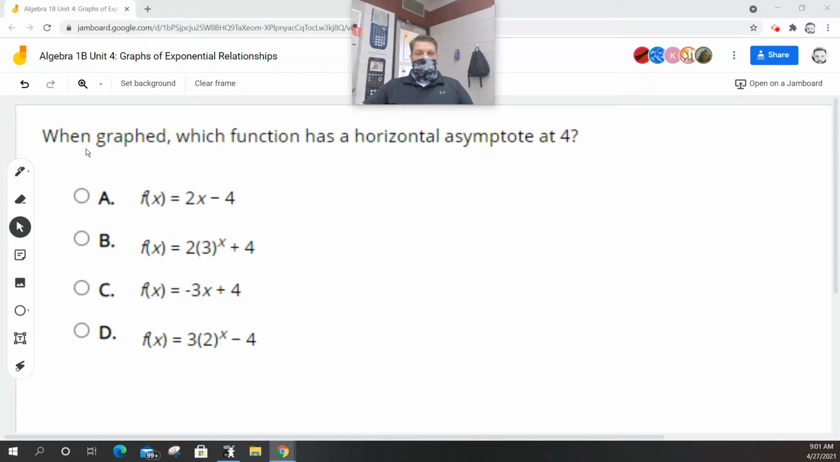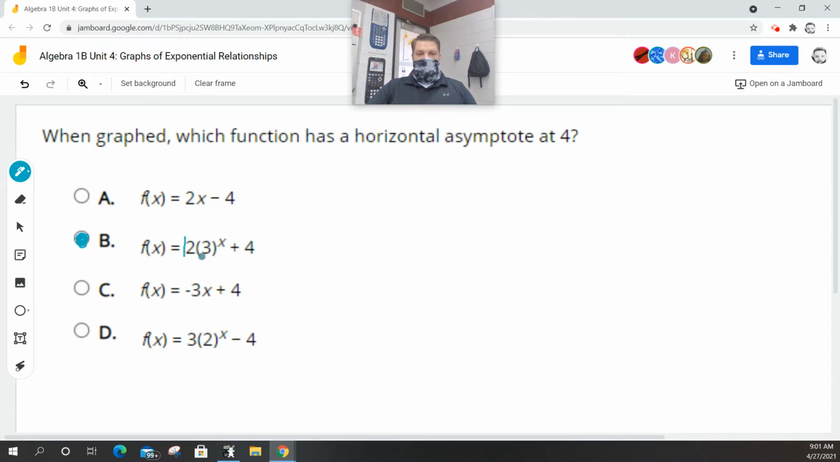All right, so it says when graphed, which function has a horizontal asymptote at 4? Well, I think it's going to be B. I'll explain why in a second. Well, it's just like the last problem.